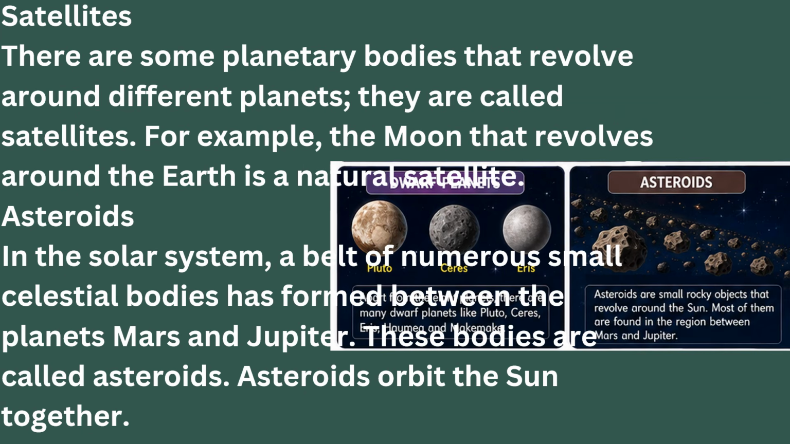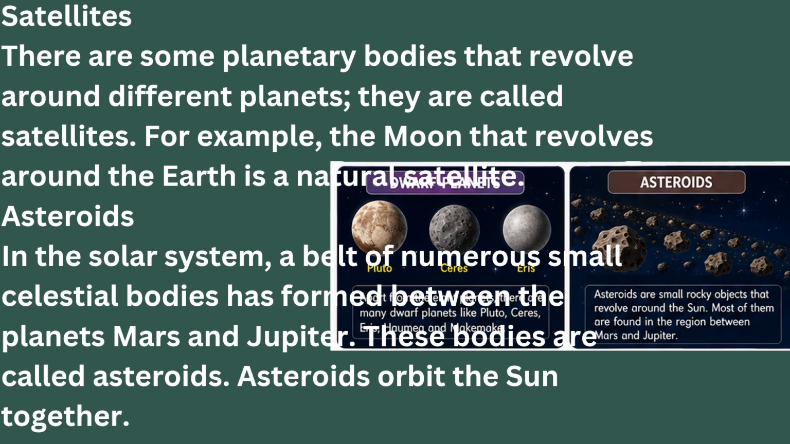Next up, we are going to learn about satellites. Now, there are some planetary bodies that revolve around different planets, and these are called satellites. For example, the moon that revolves around the earth is a natural satellite.